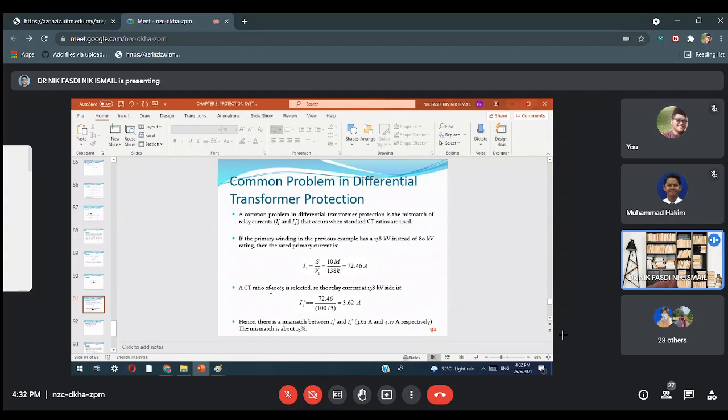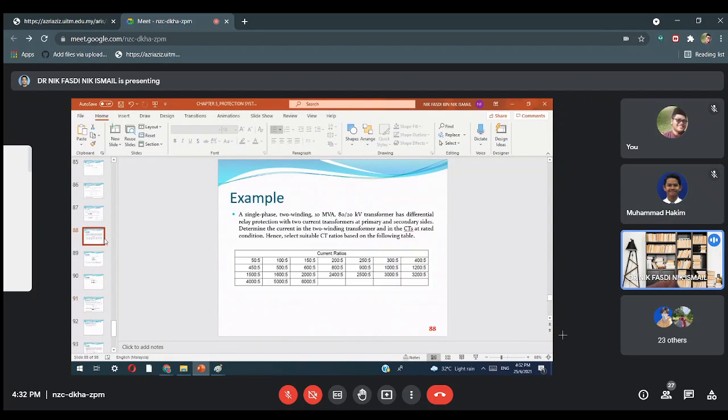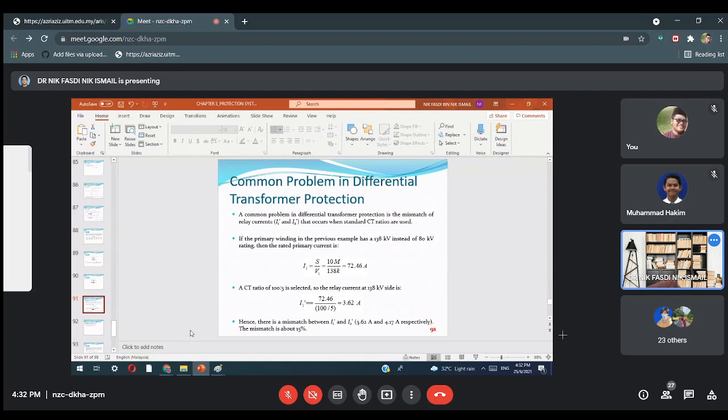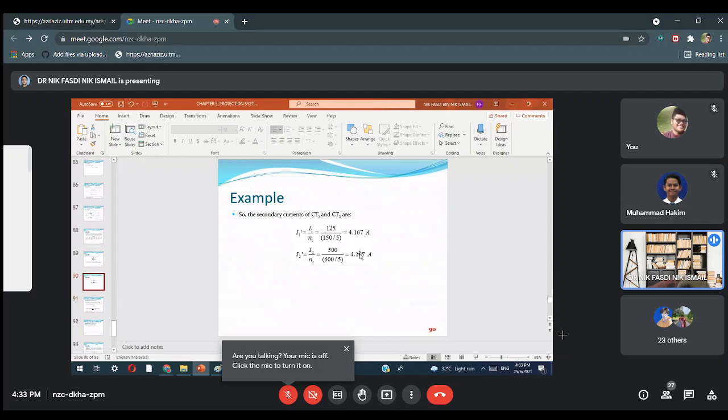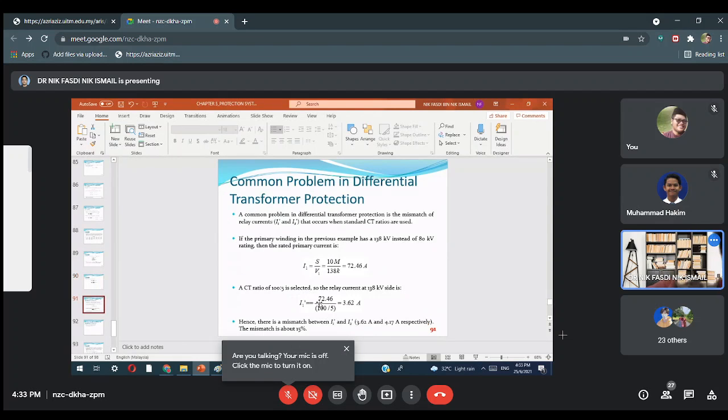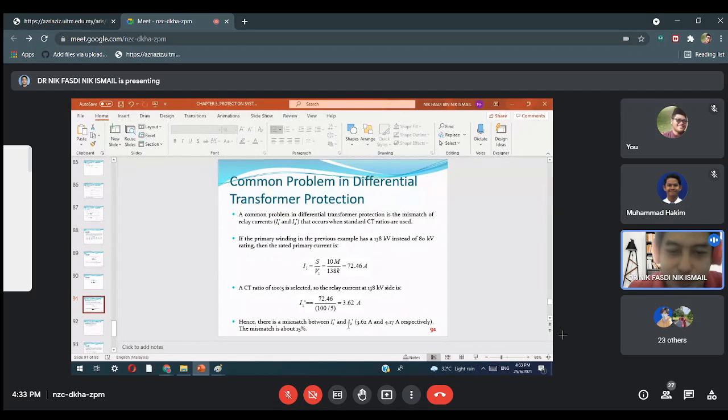Then if you select 100 over 5, because of the value 72.46 you refer to the table. You must choose this one because its ratio is 100/5, which is greater than 72. Okay, what happens is when you calculate I1 prime, you get 3.62. But if you look back, I2 prime is 4.176, so there is already a mismatch there. It's no longer the same. Later, if there is a mismatch, what do you think will happen? If there is a mismatch between I1 prime and I2 prime, what will happen?